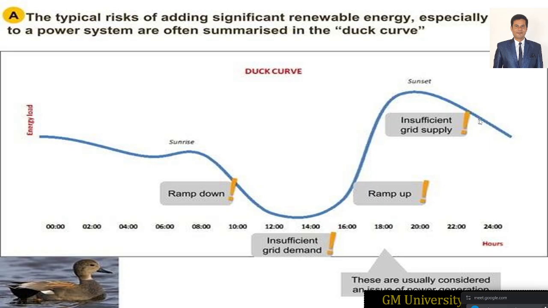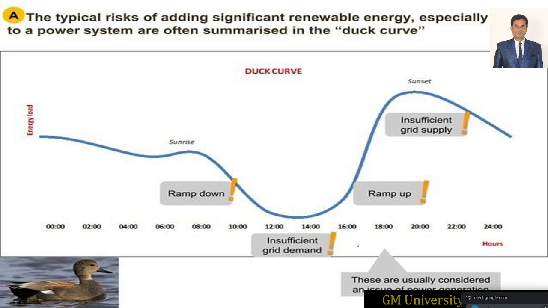So this is the typical curve, isn't it, which adds significantly in renewable energy, right? Especially for solar in the power system, where we often call it a duck curve. This makes add-ons to your energy storage, right? When there is insufficient grid demand, this curve will happen, isn't it?